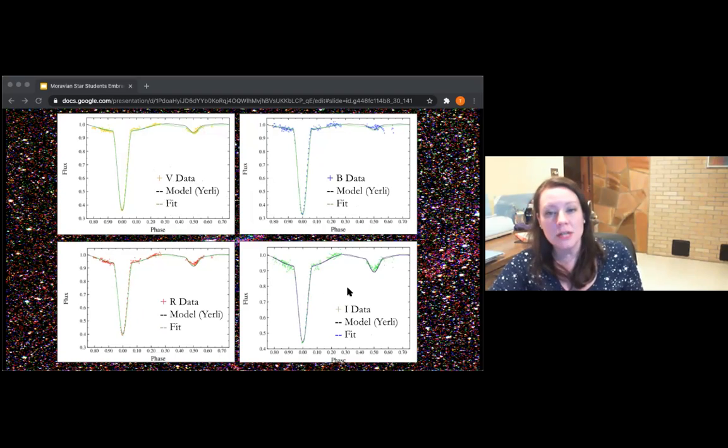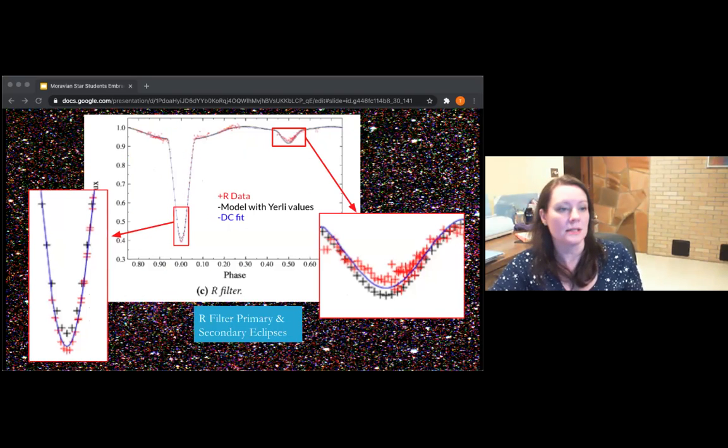And at first glance, these look like they're lining up pretty exactly. But if you look a bit closer at the eclipses, you can see that there are some differences. So this is an example. This is the red filter. And what you can see is if we zoom in on the primary eclipse, our data and the fit to our data is lower than the values from the Yearly paper.